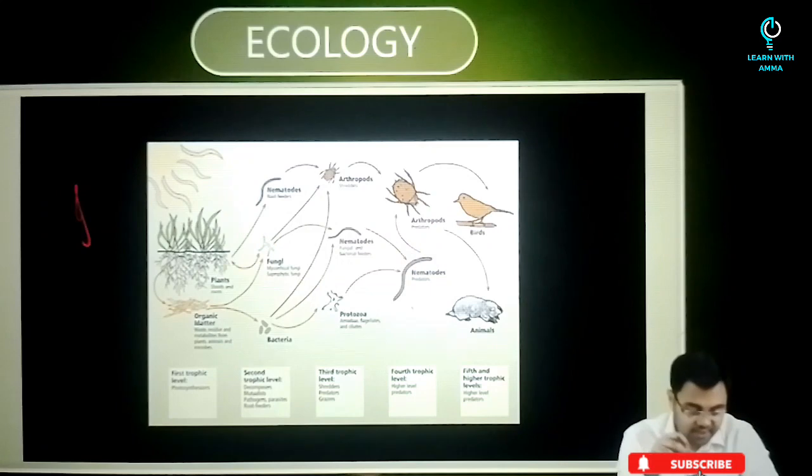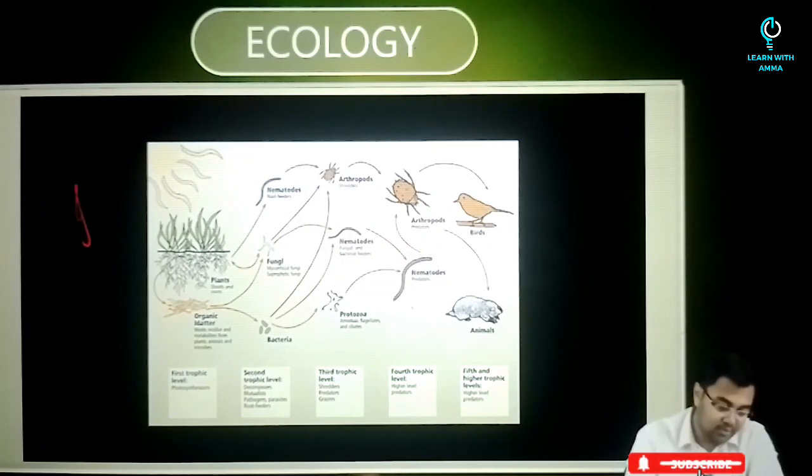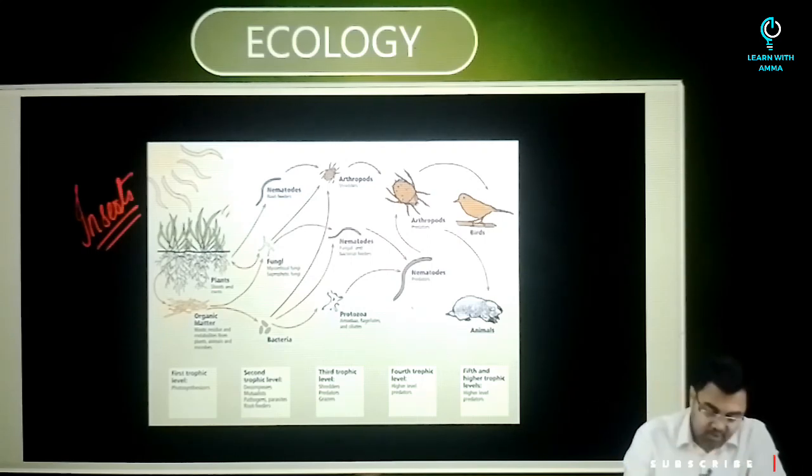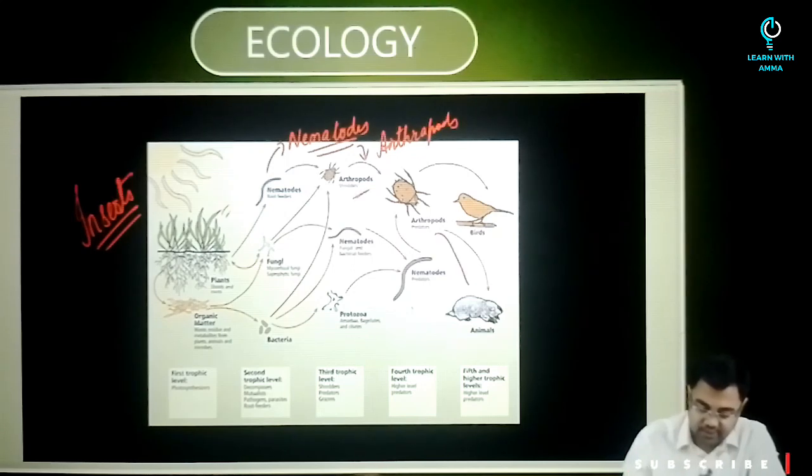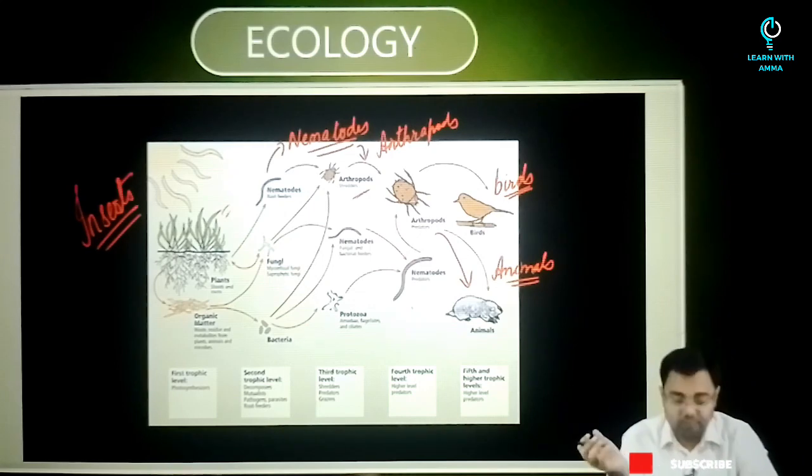Now, if you see another example, this is what happens among insects in the food chain. Again, the plant is the producer. From the plants you have nematodes, which are the primary consumers here. From there you go to the next one, which is arthropods, and then from there either to animals or to birds. So this is another example of a food chain.